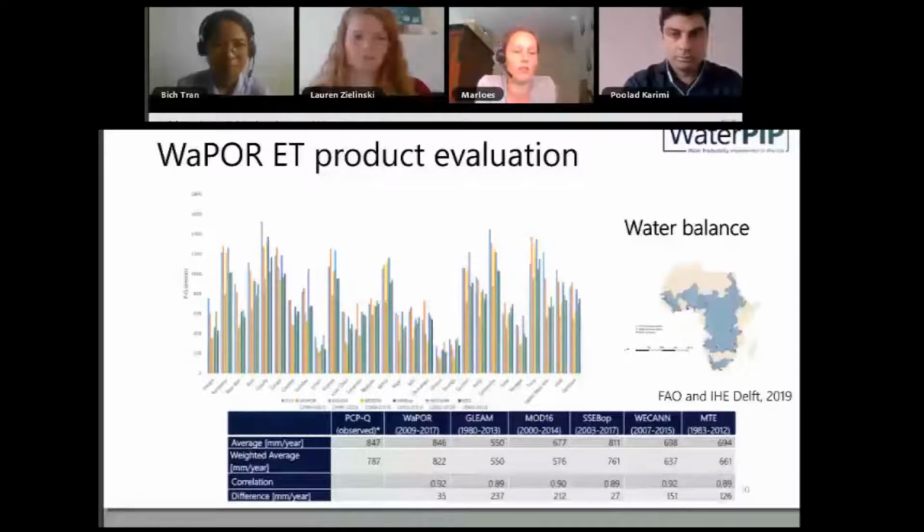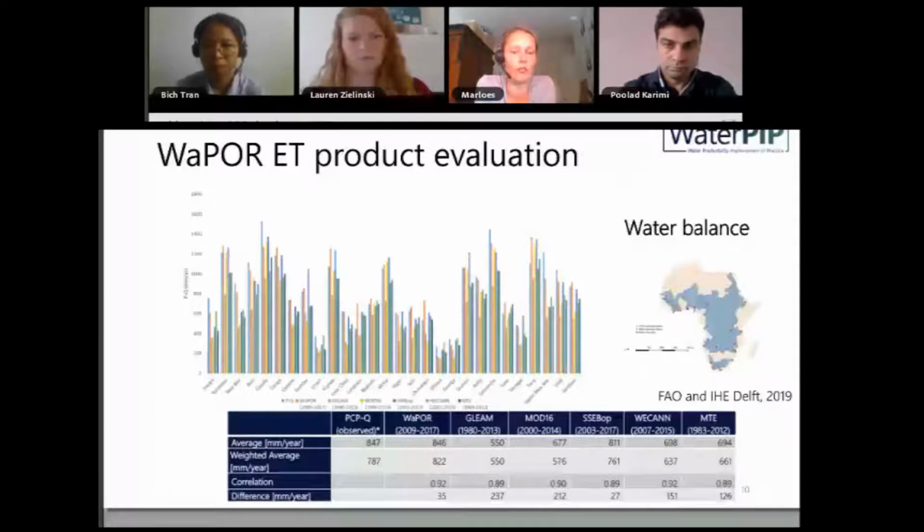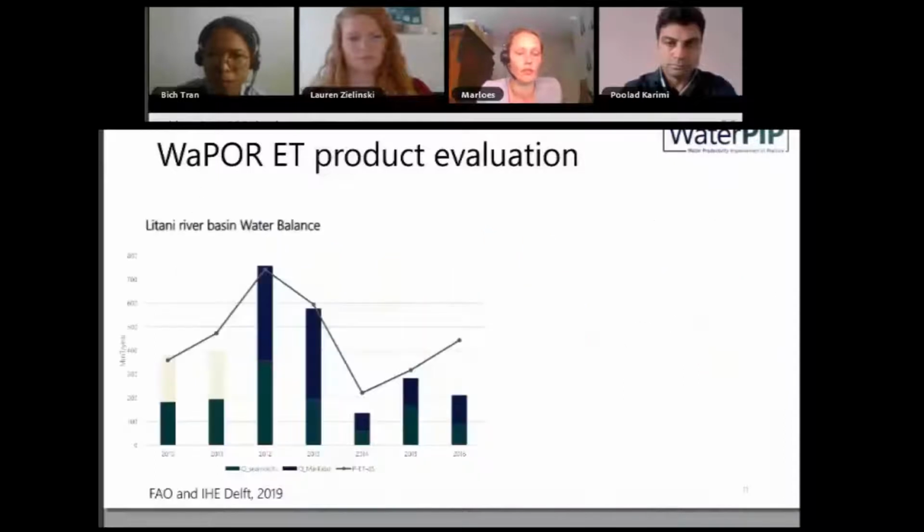What is most important, what you see most, is that the difference between the observed data and some of these ET products is quite large. Like GLEAM and MODIS have more than 200 millimeter out of 700 or 800, 200 millimeter difference. So that's almost 25% difference of an absolute value. And you see here that CMRSET and WaPOR provide the closest match with the observed data. So that's already a very nice indication that WaPOR is actually performing amongst the best of the other ET products.